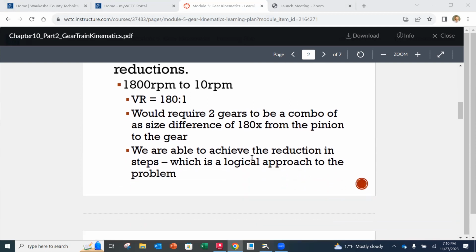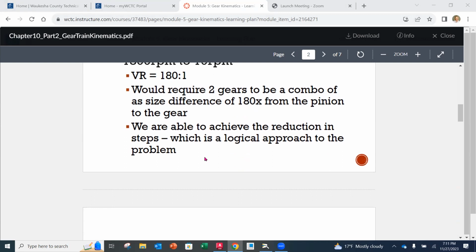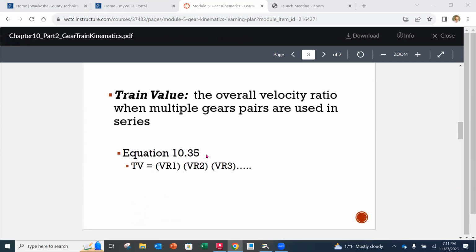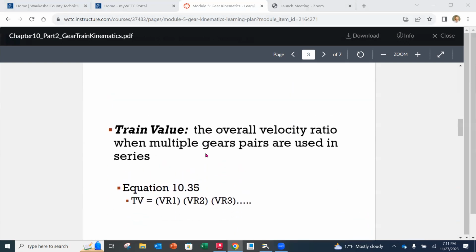So in this case, with two gears we would require that 180 times, but we can take it in steps instead. We might break it down into 3 or 4 reductions, which keeps it in a compact and usable arrangement. So a train value is really an overall velocity ratio, obtained when we multiply each of the individual gear pairs' velocity ratios together.